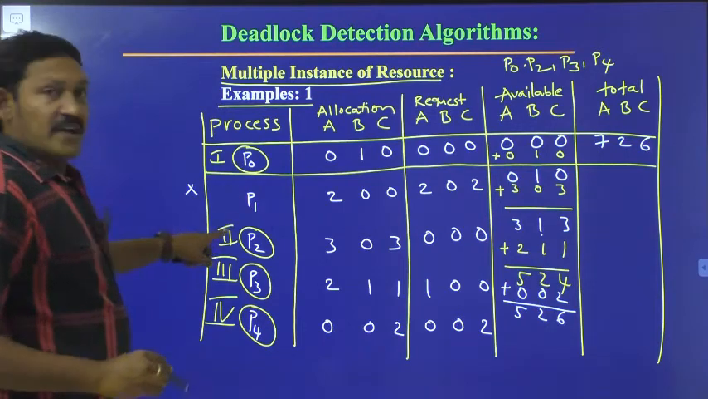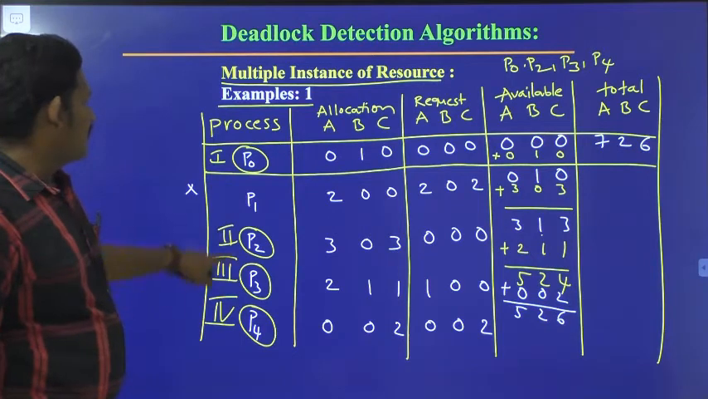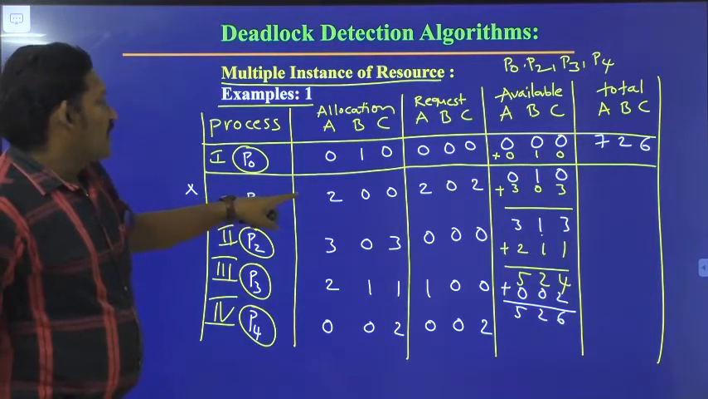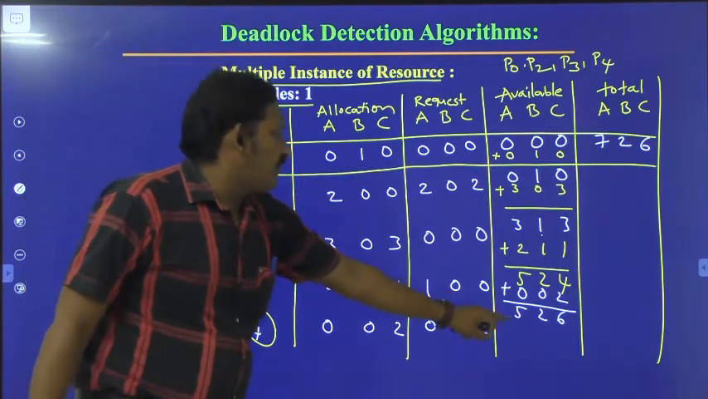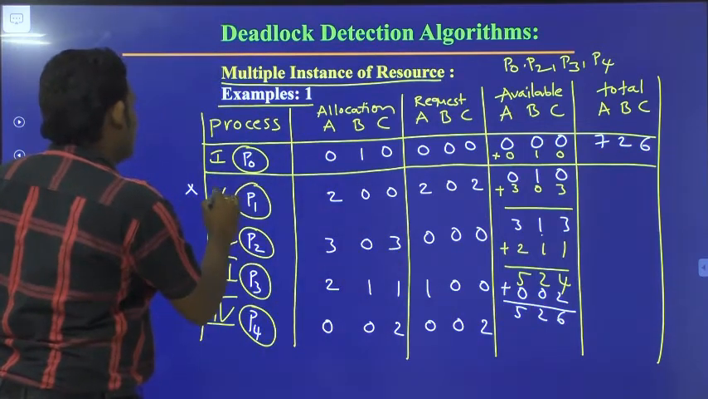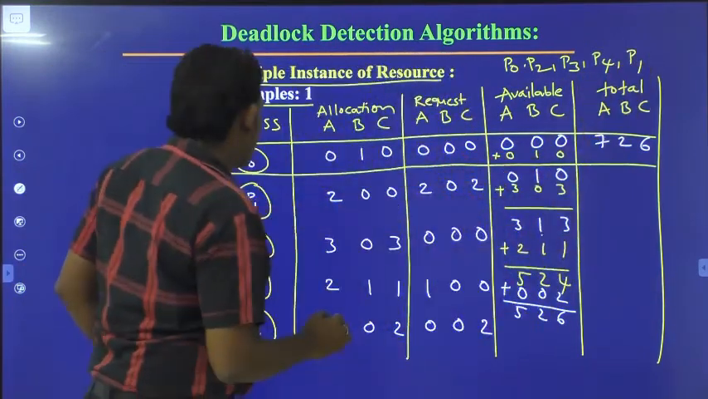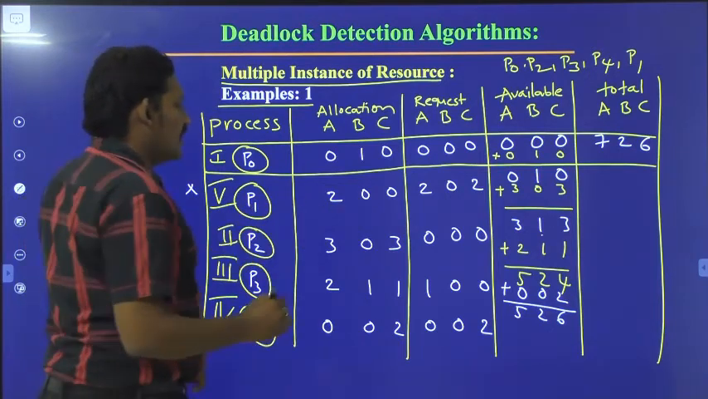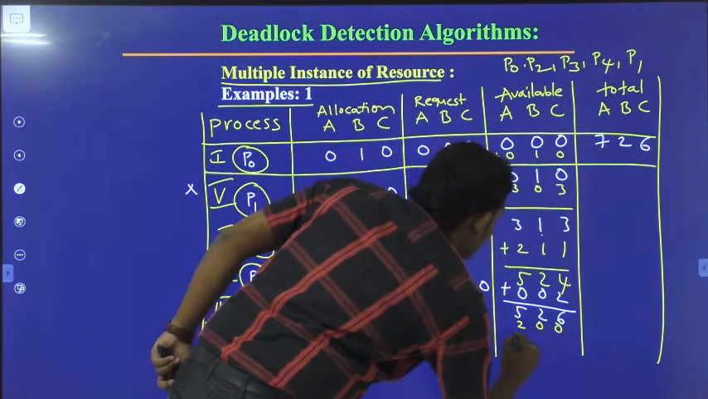Okay. Now again we will go back to process P1, because the P1 process is the only one which is left. So when we go to process P1, it is allocated 2, 0, 0 resources. It requires 2, 0, 2, available 5, 2, 6. So we can execute this. This is fifth, P1. So when it is executed, after completion of the execution of process P1, these three resources will be released. So now what happens? 2, 0, 0 will be released.